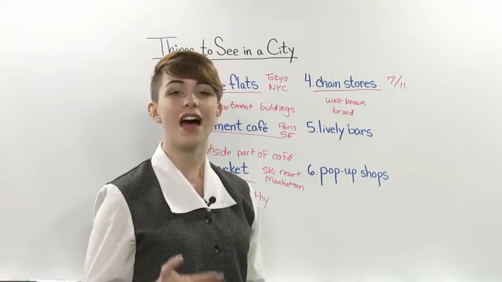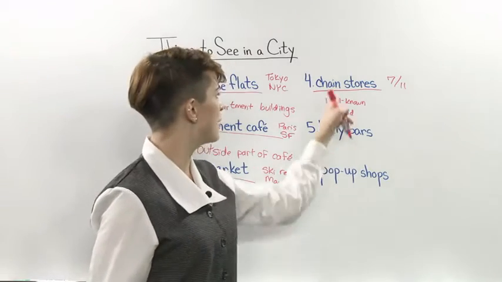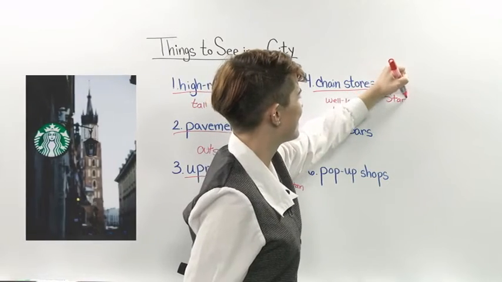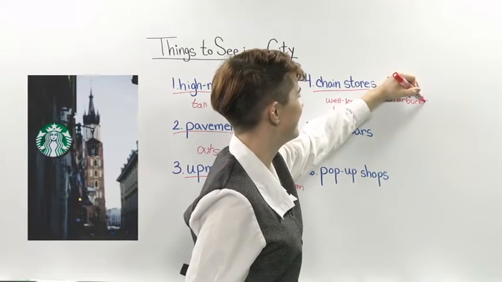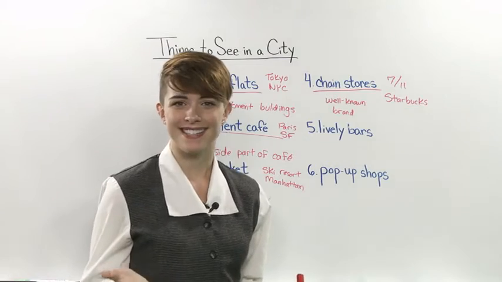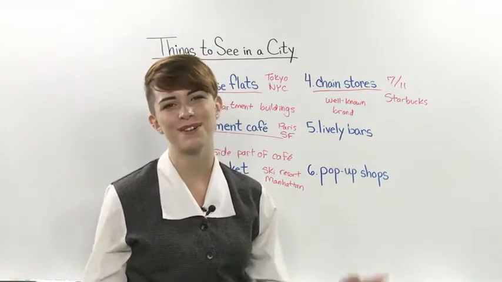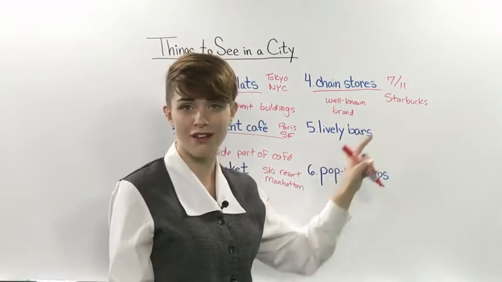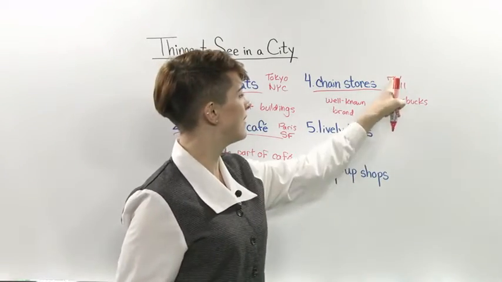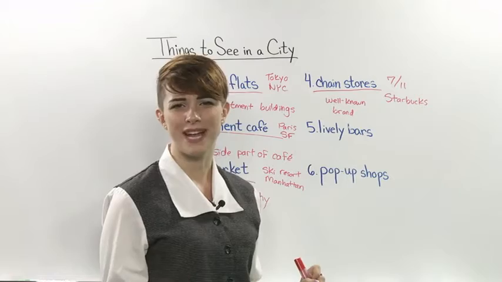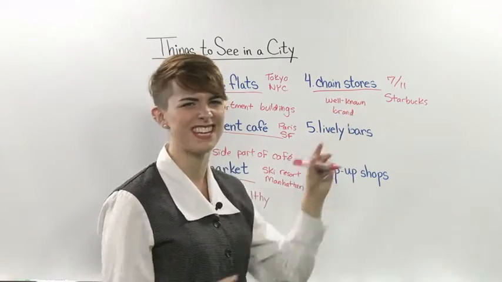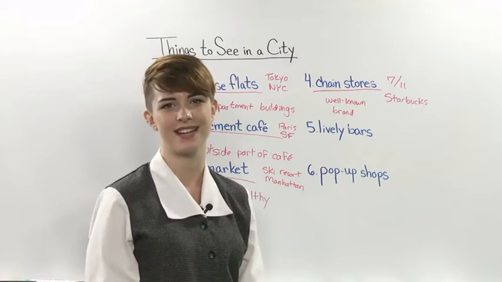Another big example of a chain store is, of course, Starbucks. Starbucks started in Seattle, but now you can find it almost anywhere, and everyone knows what Starbucks sells. Coffee. So 7-Eleven and Starbucks are two great examples of chain stores, well-known brands, things that everyone can recognize.